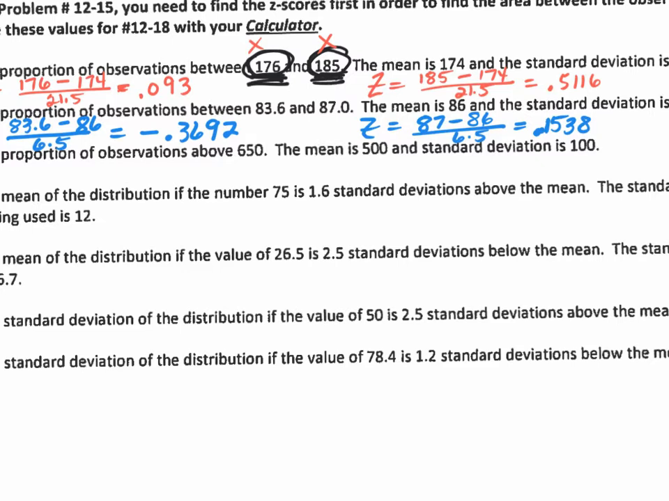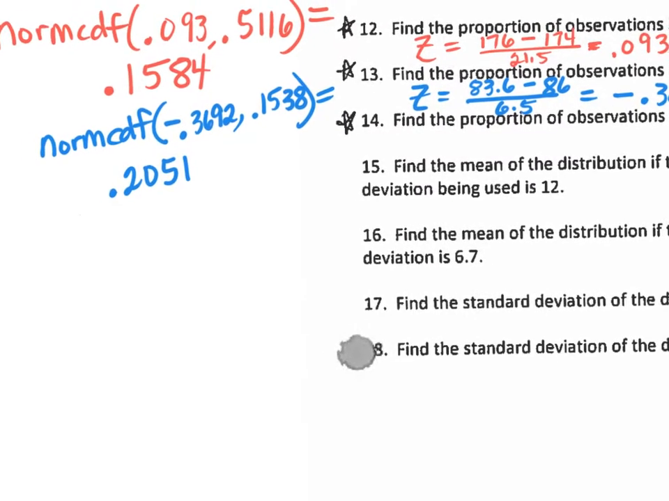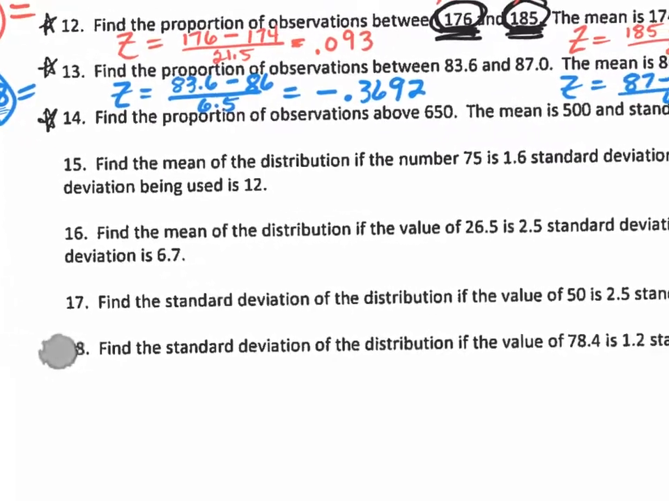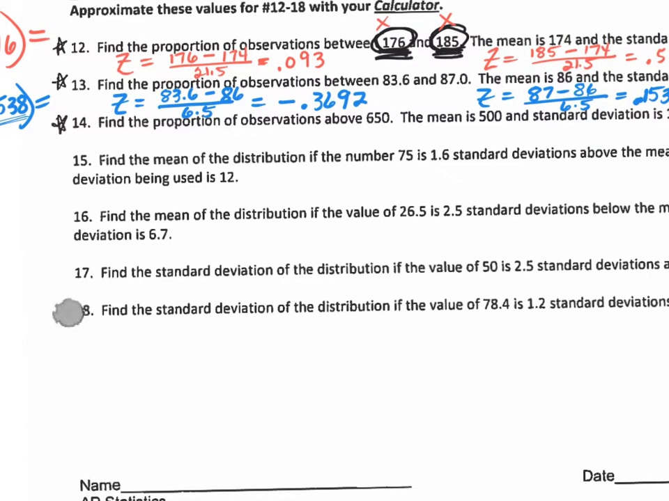Now I want to find that area between the low z and the high z. So I'm going to norm CDF from low z to high z, and I get an area of 0.2051. Of course you could say 20.51%. Again, if you had rounded these, you're going to get a slightly different value. That's why it's important for me to see your work, because when I see you rounded differently than I did and your area is slightly different, then I know you still did it right.